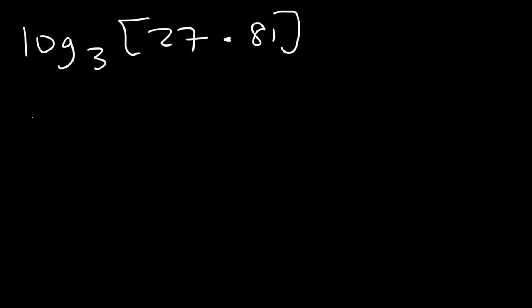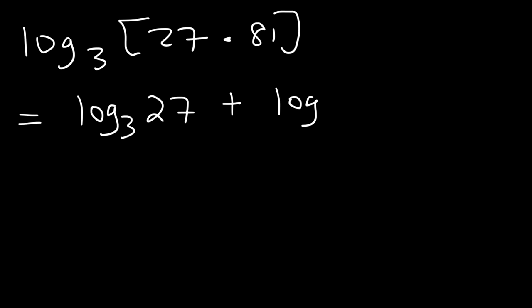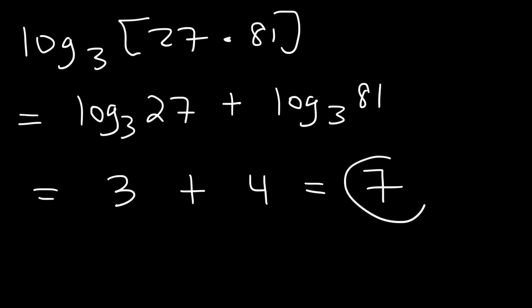Try this one. Log base 3 of 27 times 81. First, let's separate it into two logs. This is log base 3 of 27 plus log base 3 of 81. 3 to the 3rd power is 27, so log base 3 of 27 is 3. Log base 3 of 81 is 4 because 3 to the 4th power is 81, and this adds to 7.